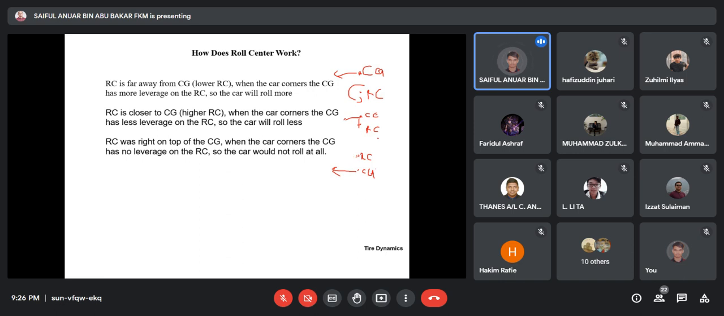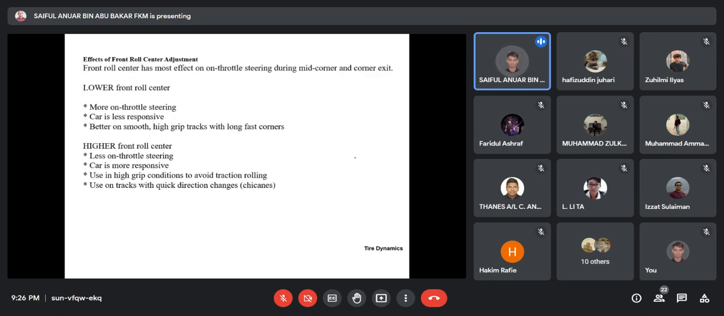So this one it will roll a lot. This one it will roll less. This one it will not roll at all. Okay, this one is the effect of the front roll adjustment center. The front roll center has the most effect on the throttle steering during mid corner and corner exit. So this one is actually referring to the understeer and oversteer driving condition.